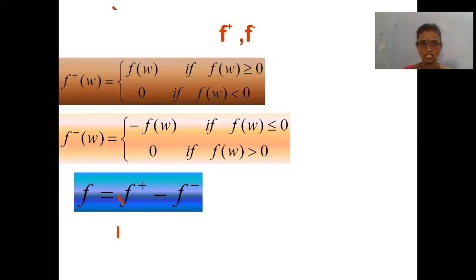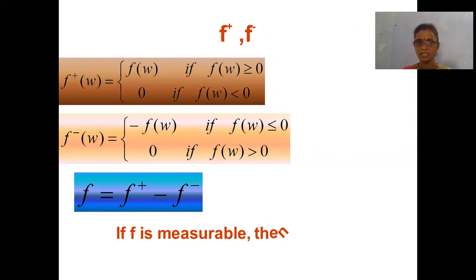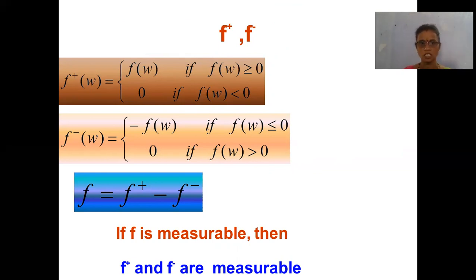Next, we are going to see f plus and f minus. f plus of w equal to f of w if f of w greater than or equal to 0, then 0 if f of w less than 0. Then f minus of w equal to minus f of w if f of w less than or equal to 0, then 0 if f of w greater than 0. We define f equal to f plus minus f minus. If f is measurable, then f plus and f minus are measurable.